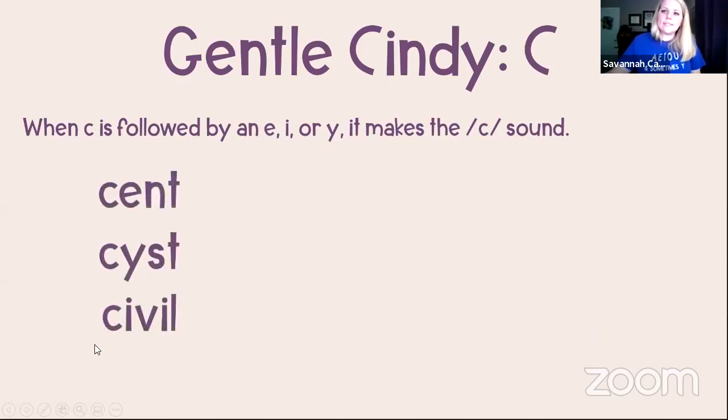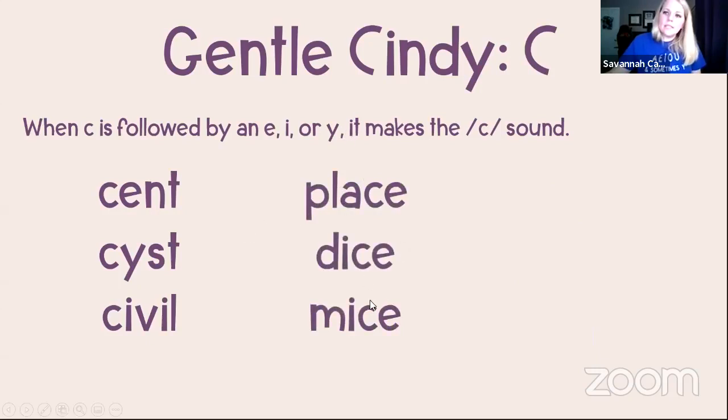Sent, cyst, civil. Gentle Cindy says C says S with an E, I, or Y. I learned that from my OG training. So if you follow up that C with an E, I, or Y, it's going to make an S sound. You also see this a lot at the end of a word, so you're going to notice it a lot in Magic E.